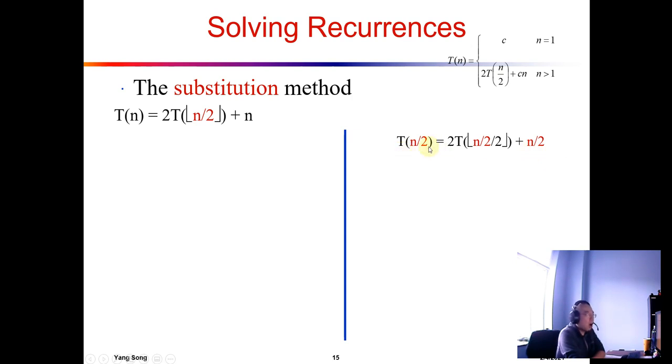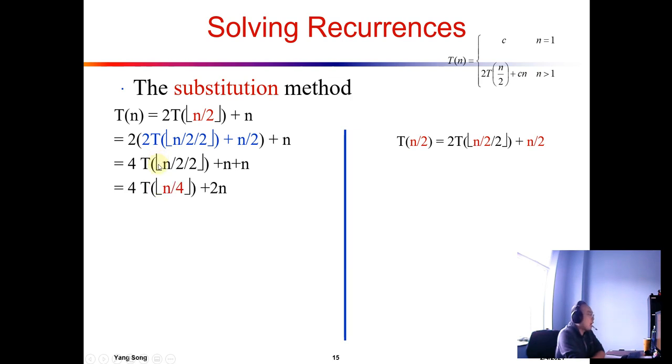Since we are able to solve T(n/2), we go to the left side. On the left side, I'm just replacing T(n/2) with this part. I grab this and put it into the left part. I massage that a little bit and move on, and I got this version: 4T(n/4) + 2n. Now we have another question. How do we solve T(n/4)?